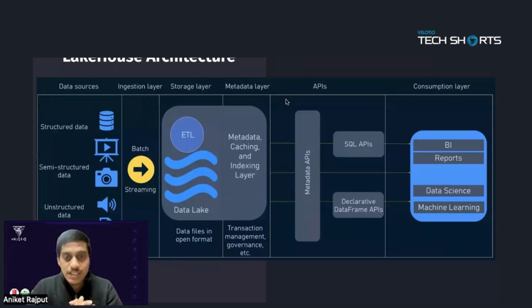And the next layer is the data consumption layer. The data consumption layer hosts various tools and apps such as Power BI, Tableau, and others. With the lakehouse architecture, the clients have access to all data stored in the lake and all the metadata.